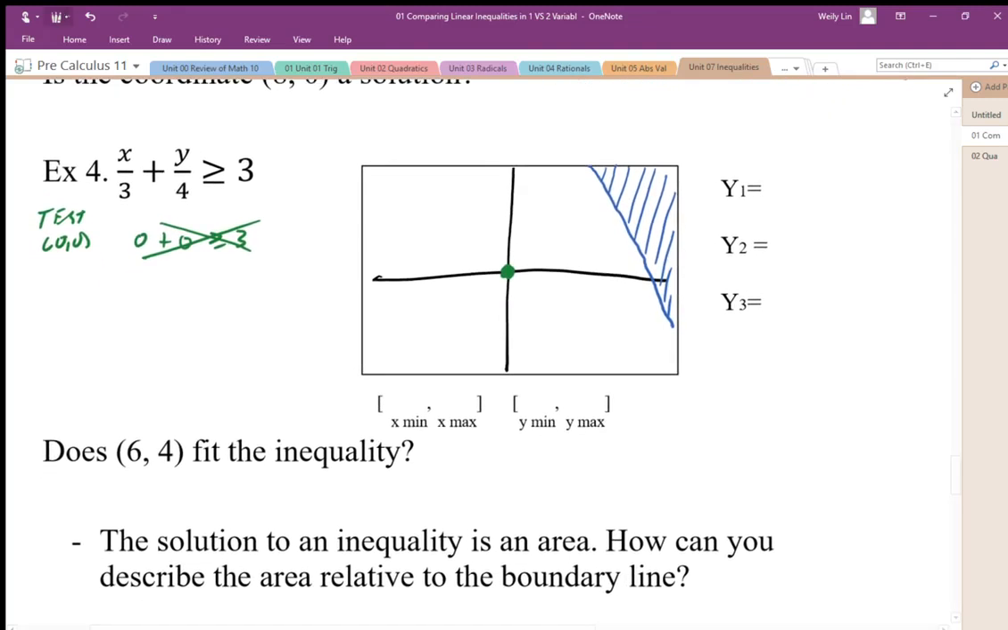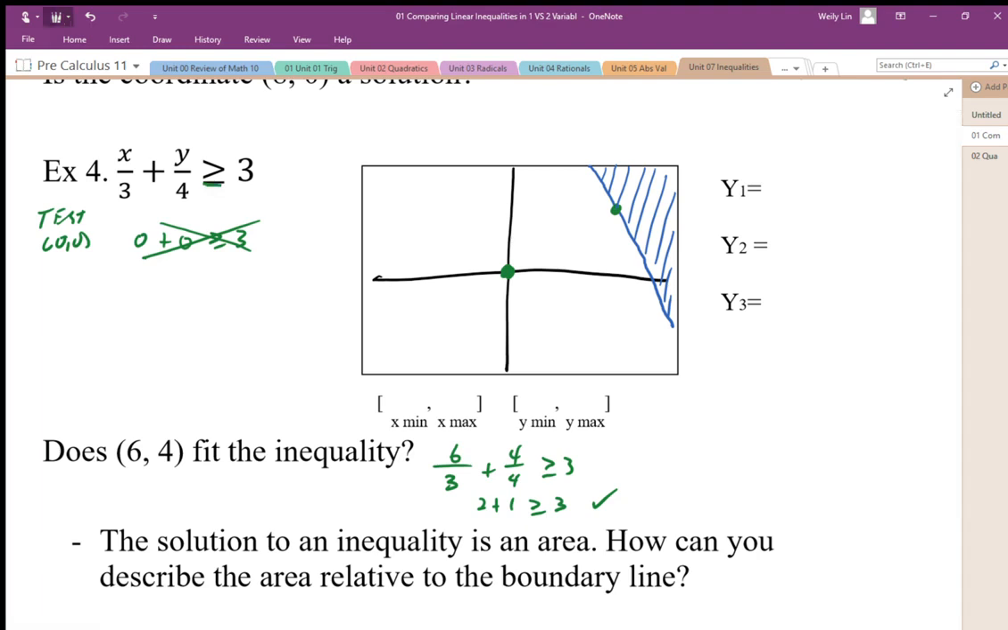If I test 6 and 4, 6 over 4 up, it looks like it's about there. It's hard to tell, but it looks like it's kind of on the line. So I'm just going to test it. 6 over 3 plus 4 over 4 is greater than or equal to 3. We get 2 plus 1 is greater than or equal to 3. It's equal to 3, so that's part of our solution. In fact, it's on the boundary line. So it does fit the inequality because we include the boundary line because of that equals.